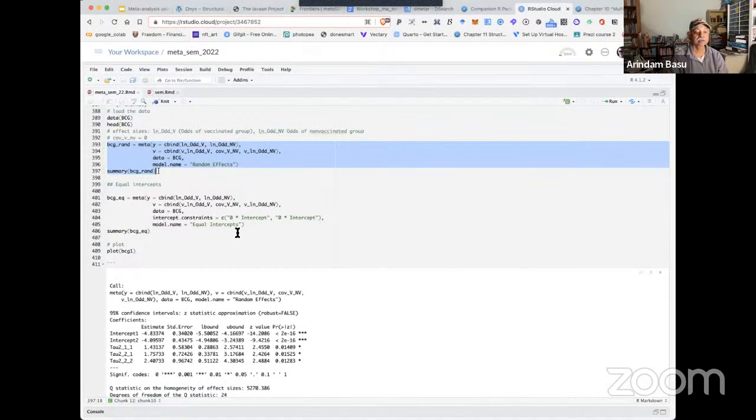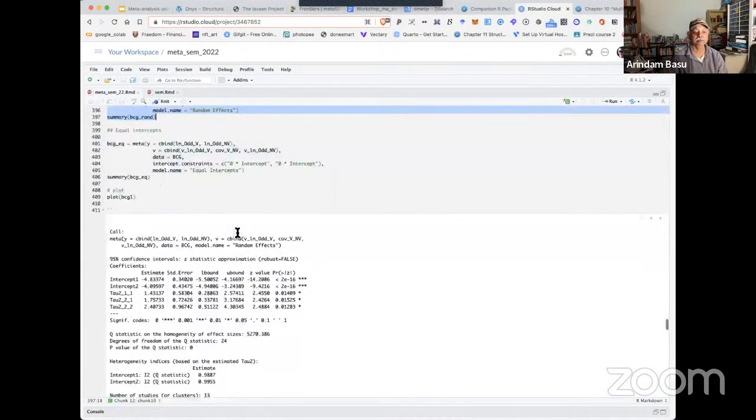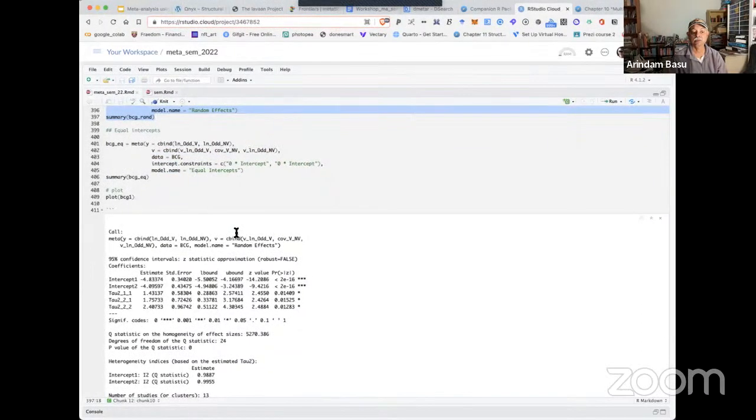If you do that, you do get to see that there are 2 intercepts and there are 3 taus. Because there are 2 variables, therefore there are 2 intercepts, but there are 3 taus because these taus are variances and covariances. The first tau is a variance for intercept 1. Intercept 1 was for the vaccinated people. Intercept 2 is for the unvaccinated people. So tau square for the second group is going to be for the unvaccinated people.